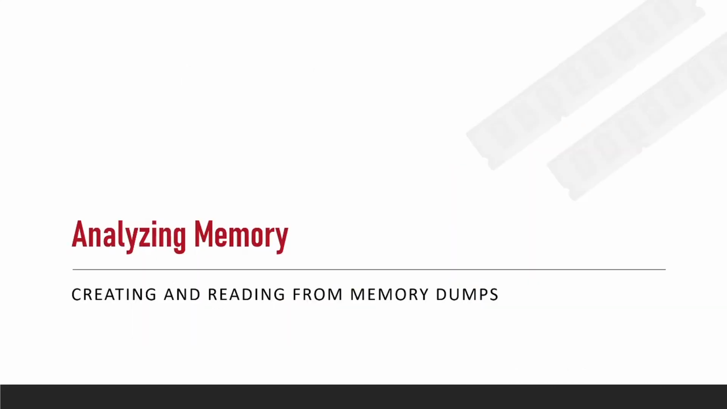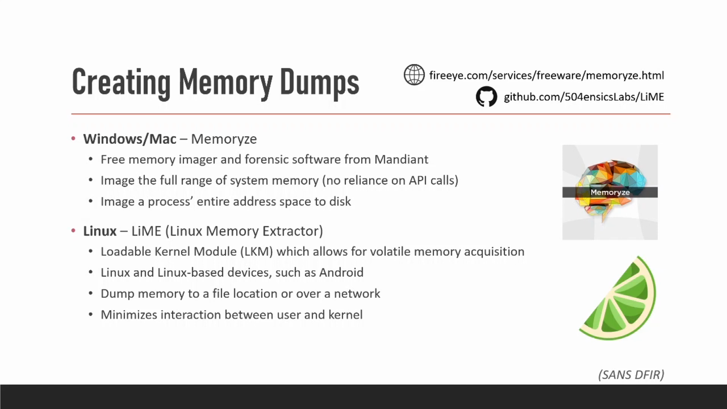Now we can talk about memory analysis. So how do you create your own memory dumps and read information from them? Well, it's not too hard. There are a few applications that can do this for various platforms, and I've listed a few here. Memoryze is a helpful utility for Windows and Mac made by Mandiant. It will create a memory dump of the entire range of system memory for the operating system, and it can be downloaded for free from the FireEye website.